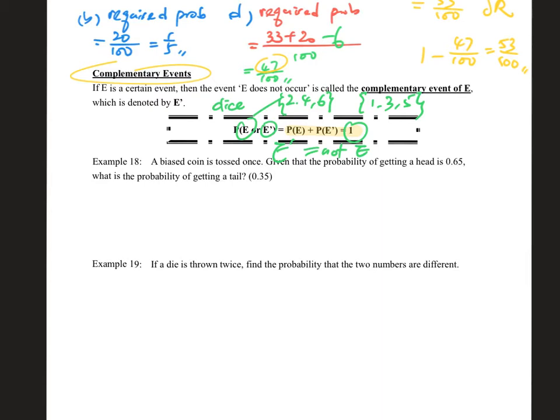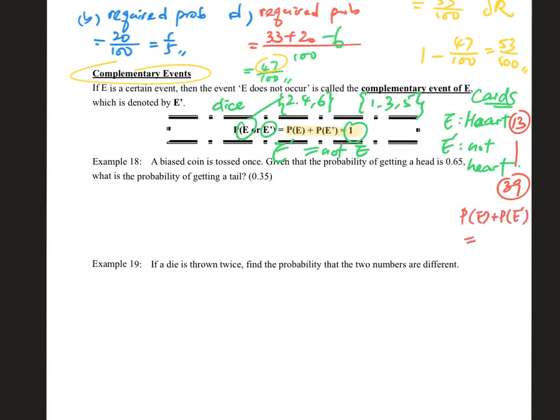The other situation is, for example, E is talking about heart, when you're talking about playing cards. E dash means not heart. Can you count the numbers one by one? Heart cards, there are totally 13, right? Not heart, the opposite, means 39 cards. So you will see that there are 52 cards in total. So that's why P(E) plus P(E dash) covers all possibilities. That's 1. And this one will help us to do the calculation in the questions as follows.